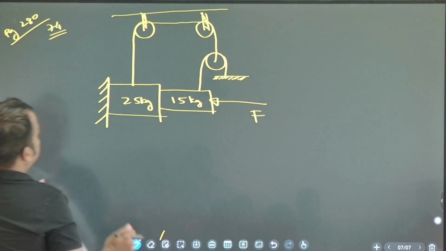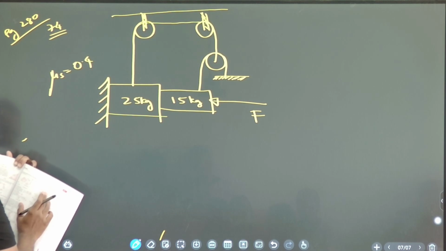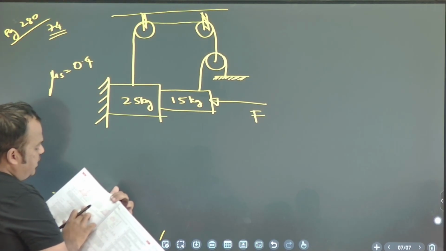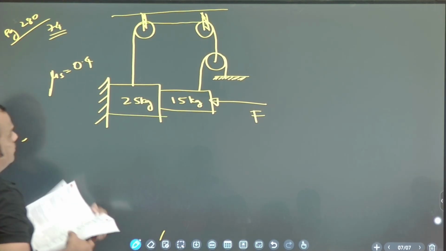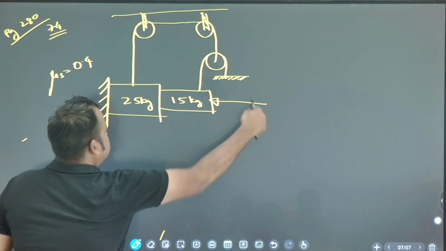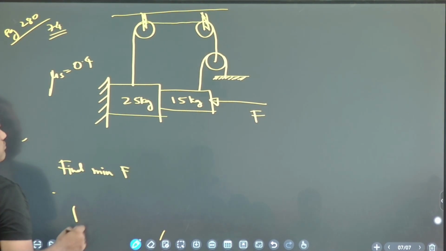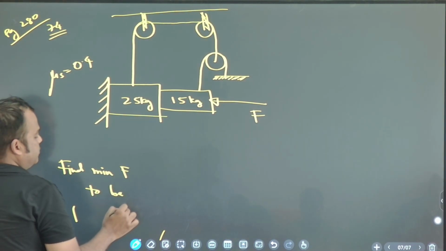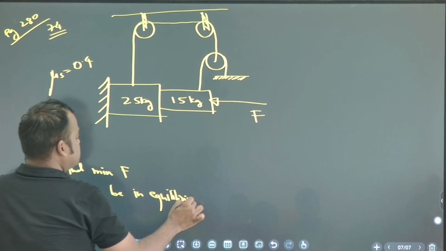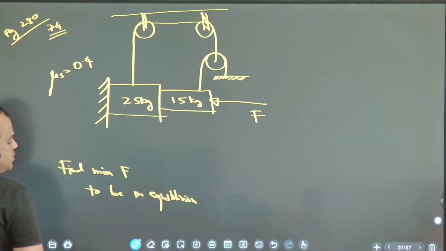Coefficient of friction for all surface is 0.4. Find minimum F to have equilibrium. Find minimum F to be in equilibrium. Equilibrium means net force 0.